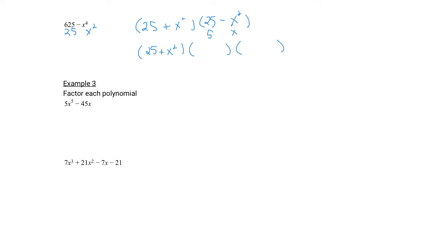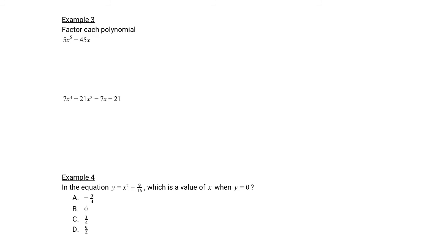Then we have 2 parentheses, a plus in one, a minus in the other. Now 5 goes in the front and x goes in the back. Very nice. Moving on, we're going to factor just a little bit more.